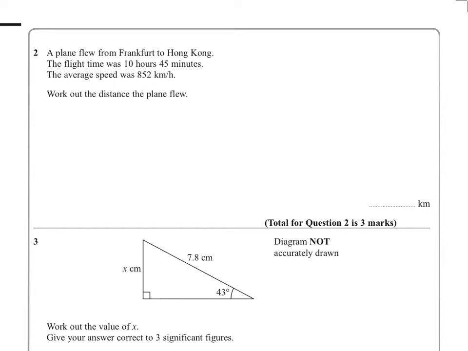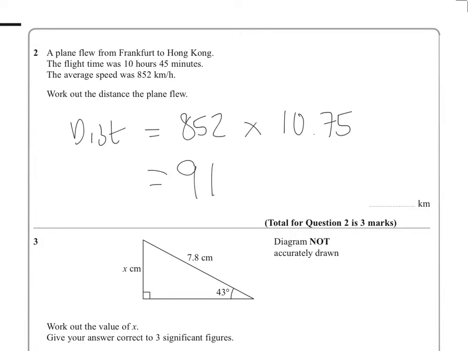Work out the distance the plane flew. Well, distance equals speed times time. The speed, 852 kilometers per hour. The time, 10.75 hours. 45 minutes is 3/4 of an hour. 3/4 as a decimal is 0.75, so it's 10.75 hours. 852 times 10.75 is 9,159 kilometers.